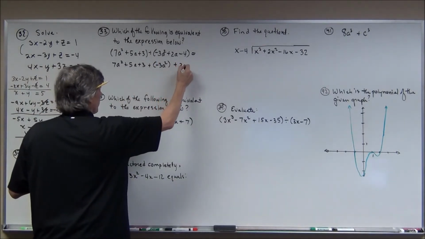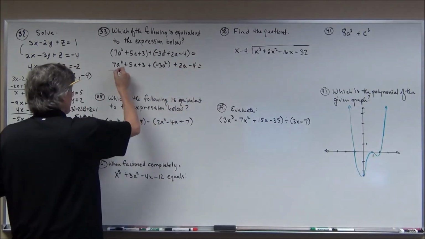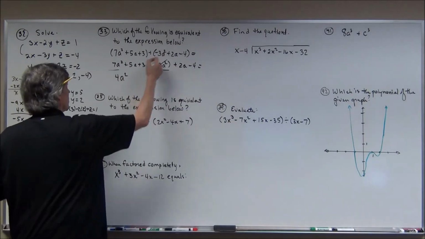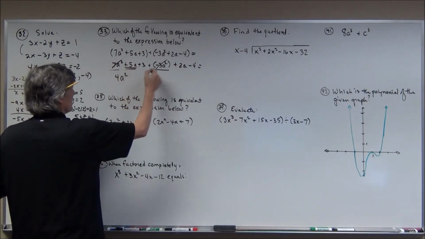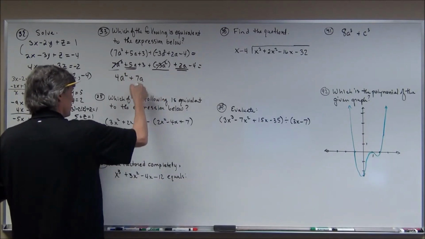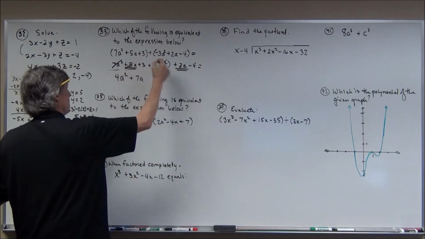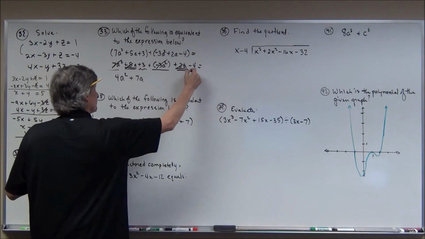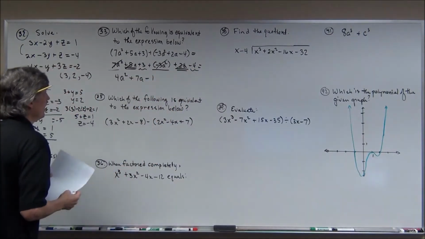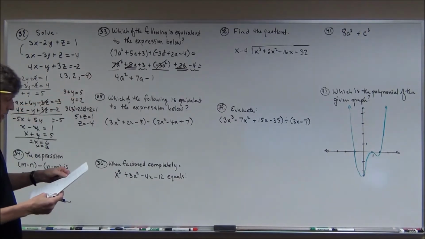And then plus 2a and a -4. All you have to do is combine like terms. This is 4a squared. This is plus 7a. You have a plus 5 and a plus 2, plus 7a. And then this part here, add the constants, a plus 3 and a minus 4 is a minus 1. And so I get 4a squared plus 7a minus 1.